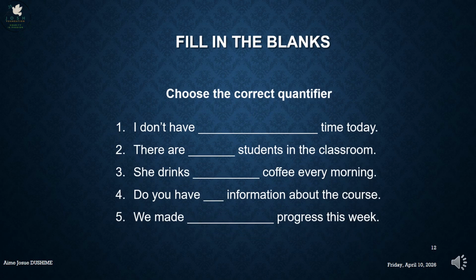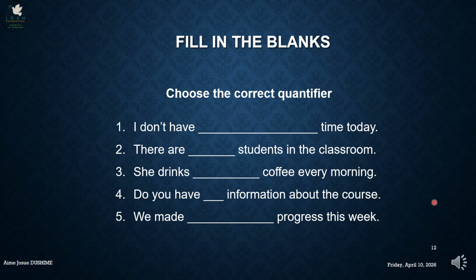Let's fill in the blanks here. Choose the correct quantifier. You have learned: much, many, a lot of, some, any, no. So you're going to put the right one. I don't have dash dash time today. There were dash dash students in the classroom. She drinks dash dash coffee every morning. Do you have dash dash information about the course? We made dash dash progress this week.